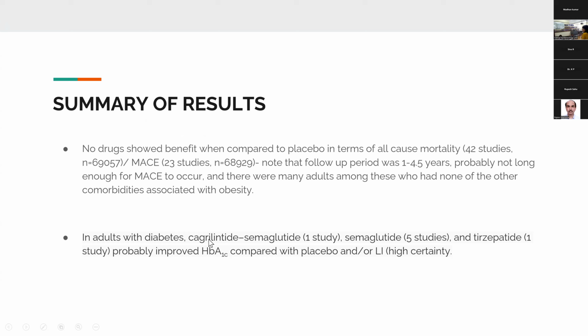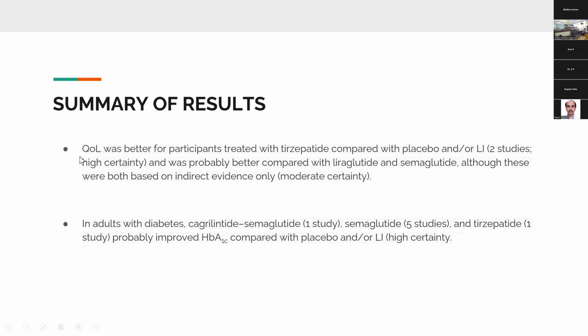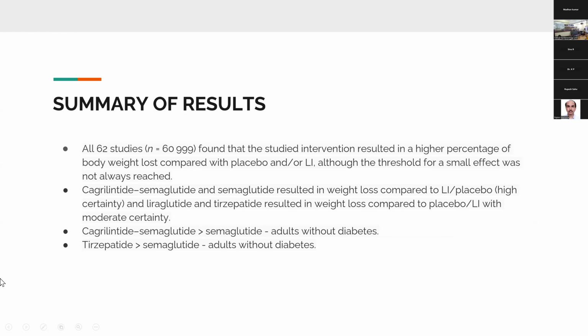In adults with diabetes, cagrilintide, semaglutide and tirzepatide improved HbA1c compared to placebo or lifestyle interventions with high certainty. Quality of life was better for those treated with tirzepatide. Sorry, this is the same thing as the prior.